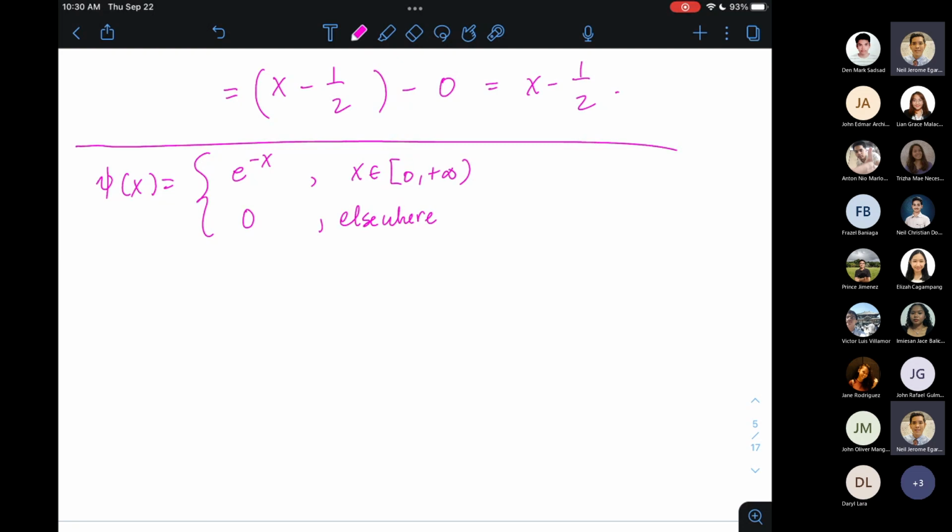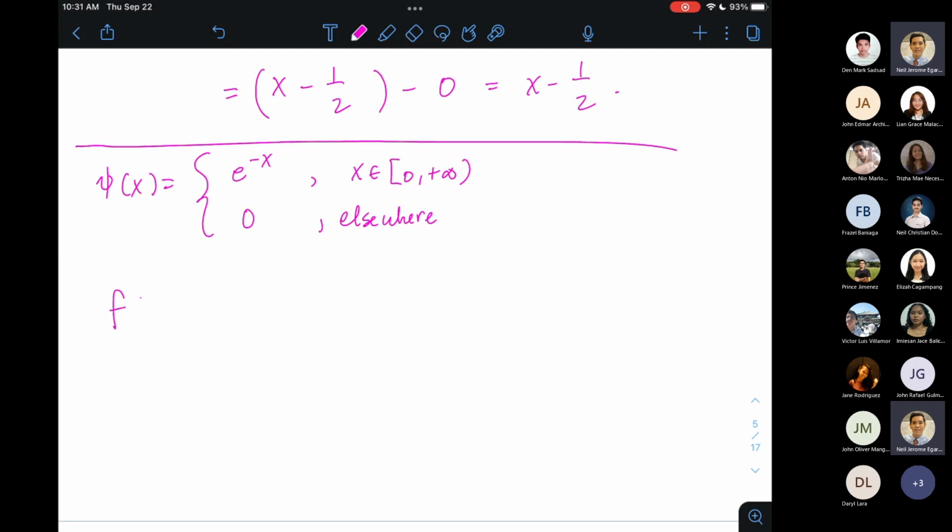Ano yung ibig sabihin ng support? Pero anyway, ang support lang naman ay kailan or saang set non-zero yung ating given function. Alright? So, for instance, in this case, the support of psi is the half line 0 to positive infinity. Kasi nag-zero na siya elsewhere.